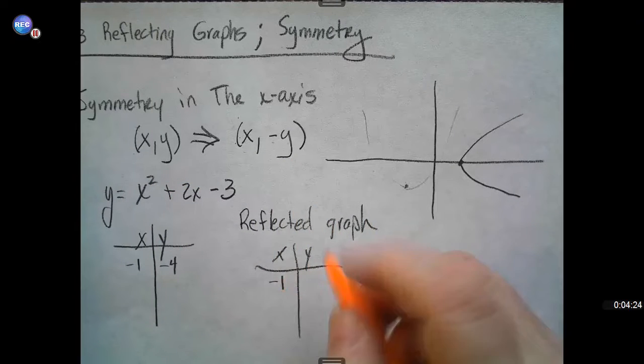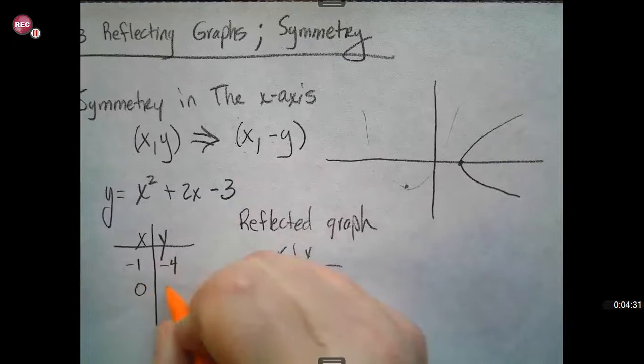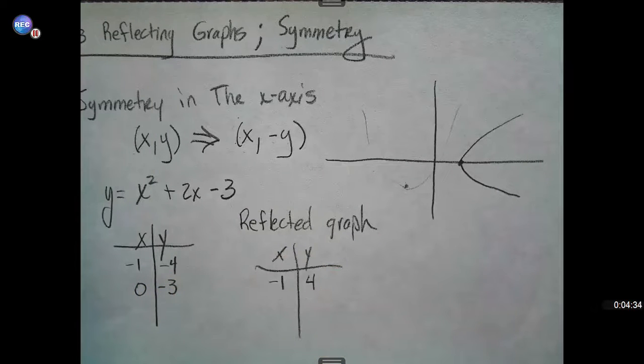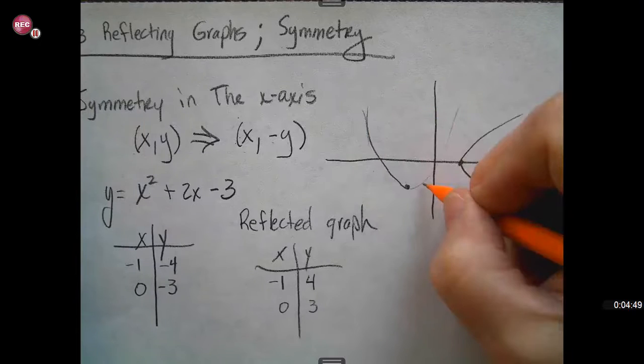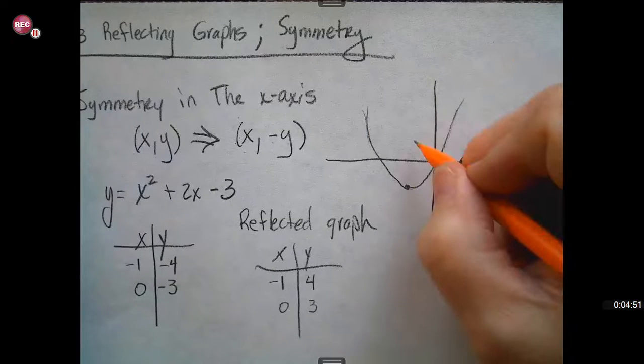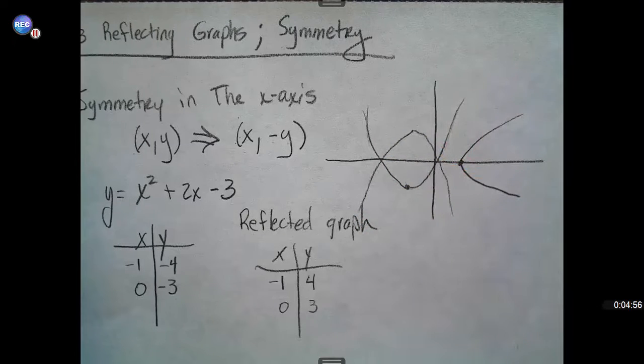So the reflected graph, the vertex would be at (-1, 4). And this graph, the y-intercept is -3. For this graph, the y-intercept would be 3. The x value stays the same, and I change the y value. And then I could draw the reflected graph. If this is that graph, then the reflected graph could be like this, okay, where it's going down through.